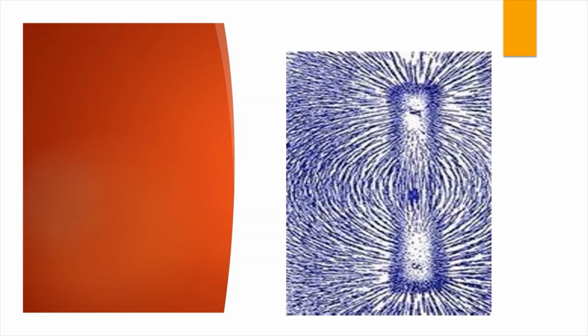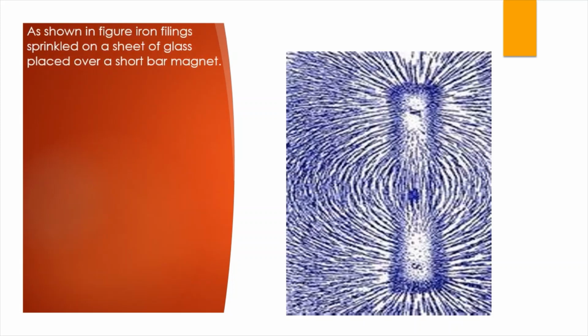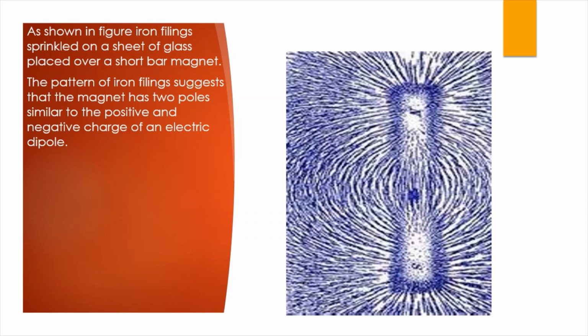Then you will find that all these iron filings arrange themselves in a definite manner, as shown in the figure. Clearly you can see that they are crowded at two opposite points, which are given the name north and south pole. So as shown in the figure, iron filings sprinkled on a sheet of glass placed over a bar magnet will arrange in such a way that it indicates that the magnet has two poles, similar to the positive and negative charge of an electric dipole.